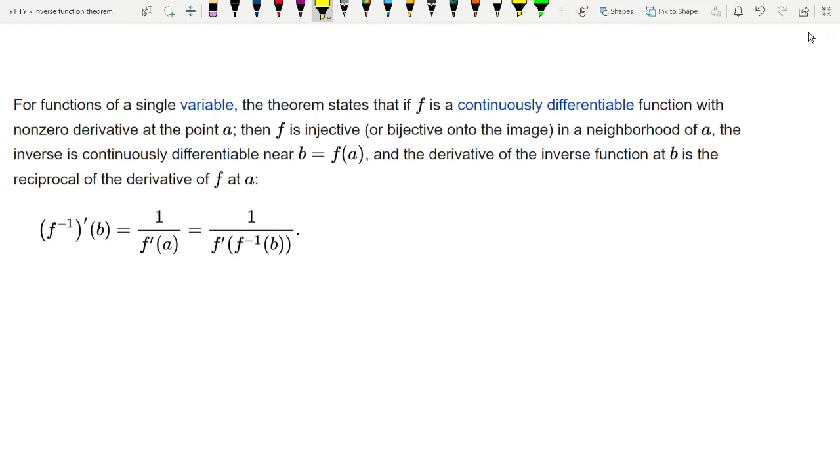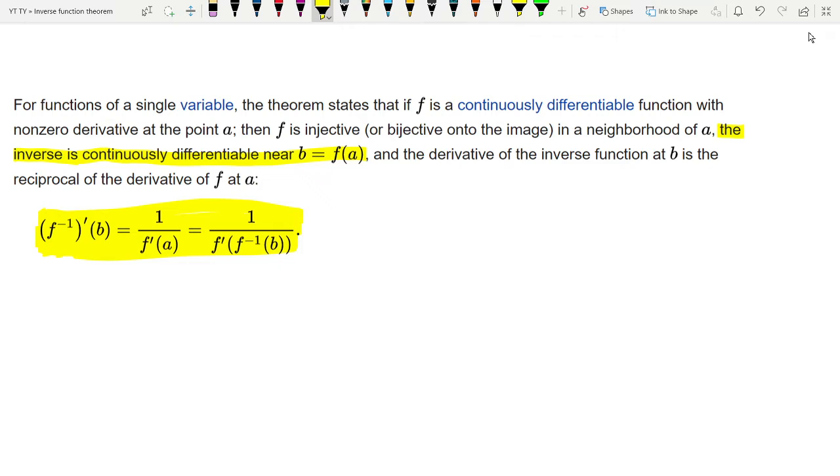And what is the extra thing this theorem tells? That the inverse, whatever it is, is also continuously differentiable at the point B, which is f of A, and the derivative of the inverse is actually nothing but the reciprocal of the derivative. So this inverse function theorem tells you more than just the existence of an inverse. This tells you, yes, the inverse will exist in the neighborhood.